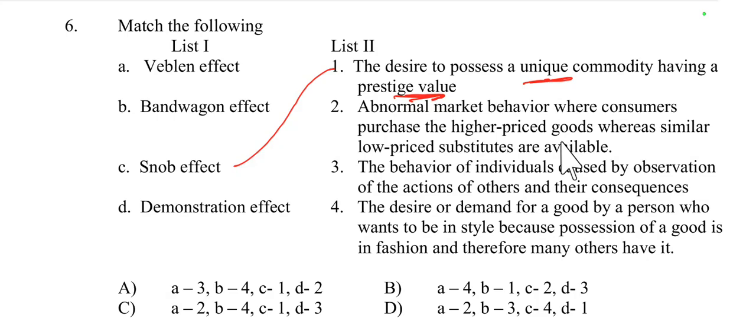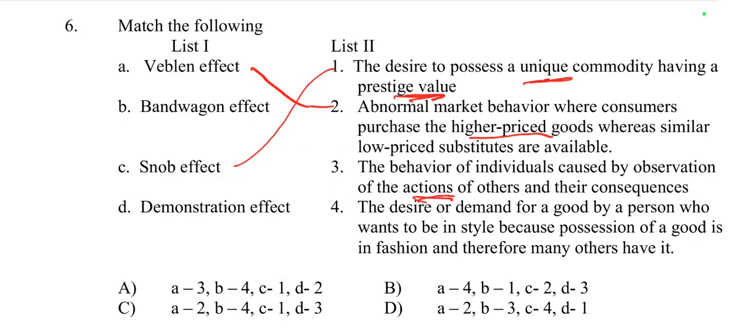So when people prefer to buy higher quality or higher priced goods, it is called the Veblen effect. Then the third one is the behavior of individuals caused by observation of the actions of others and their consequences. So our behavior depends on others' actions.